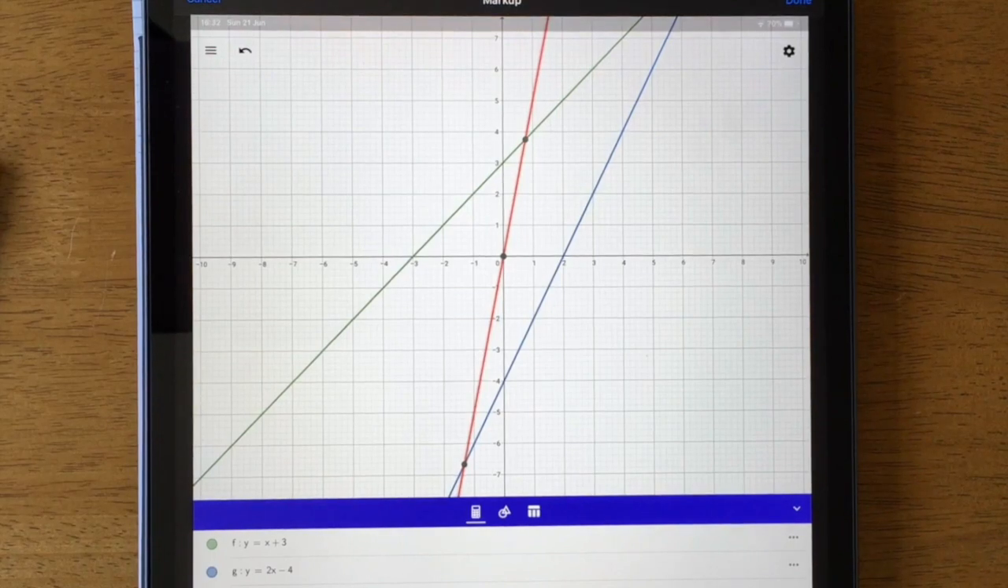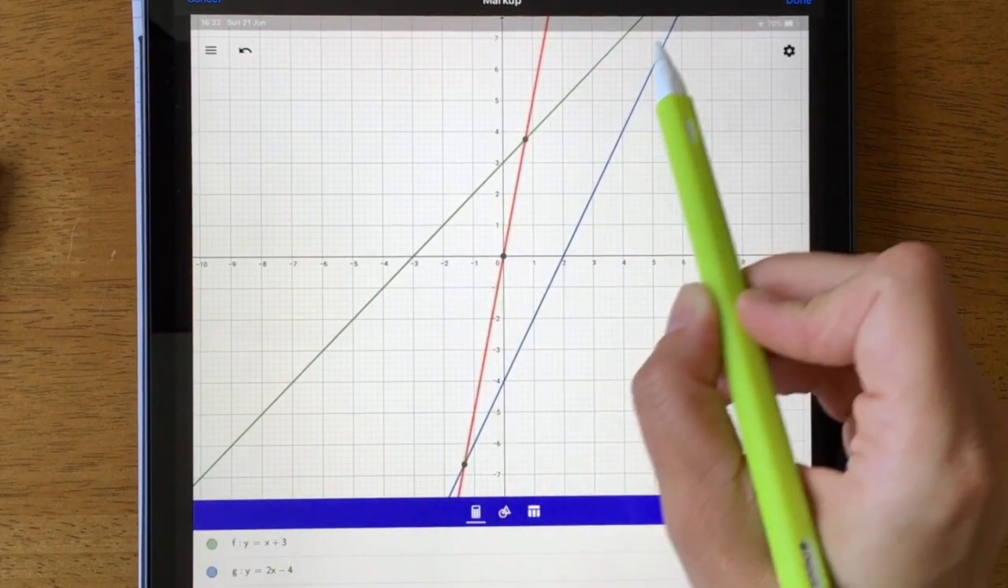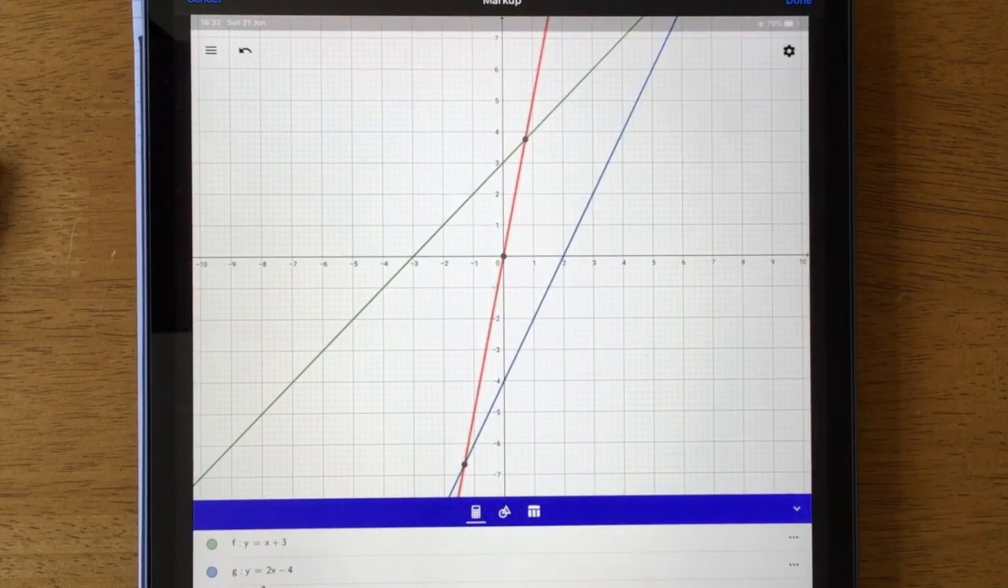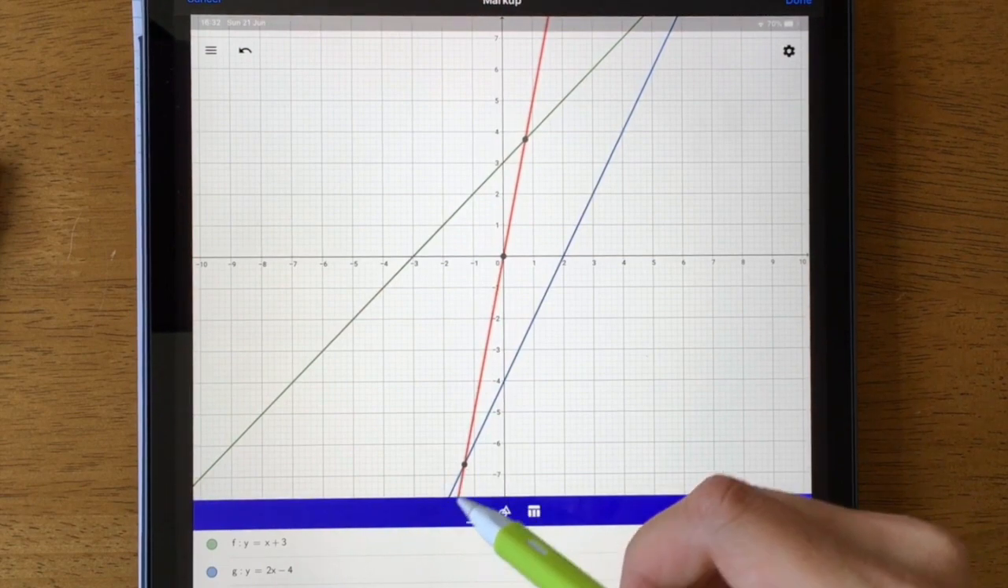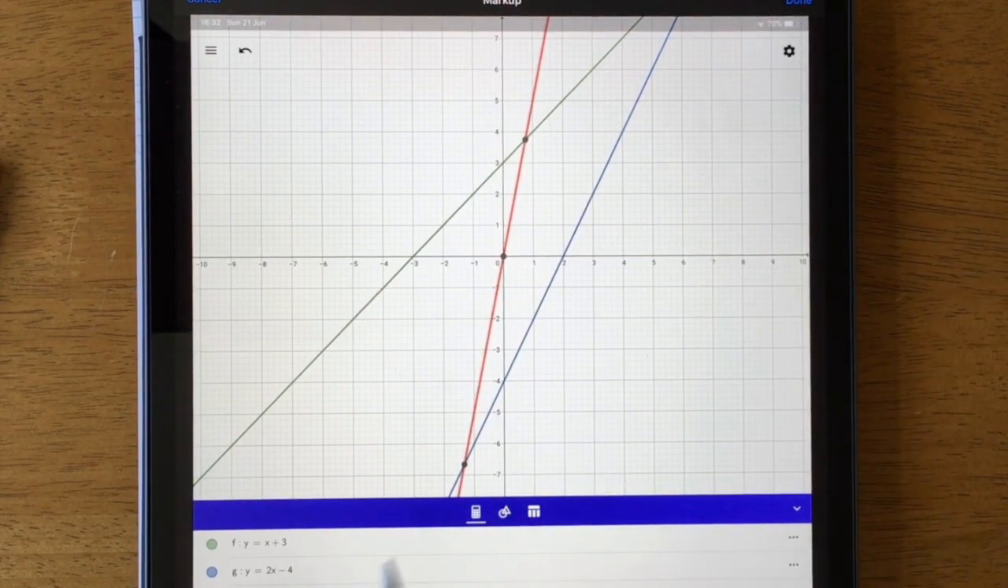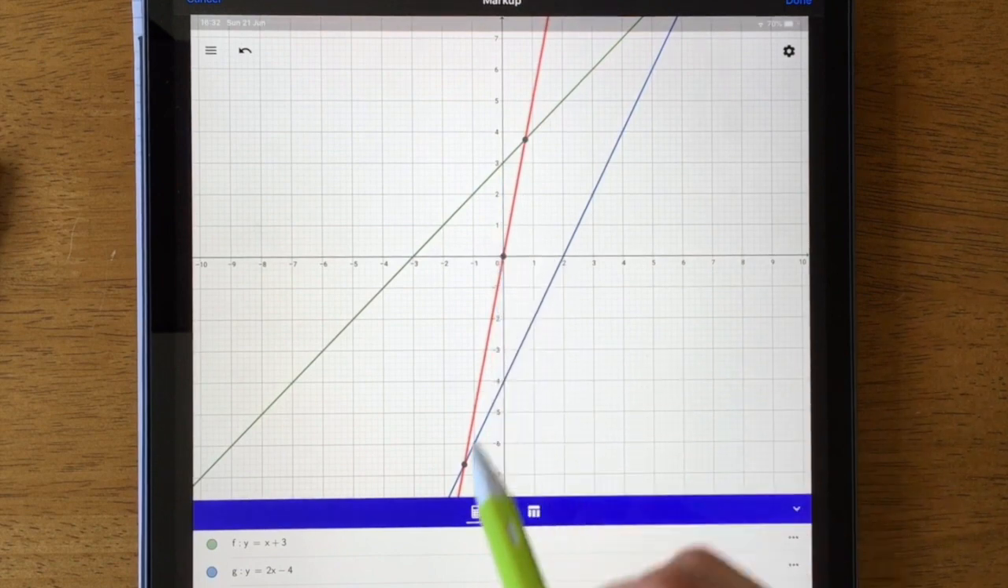Hi everyone. So today we're going to look at the gradient and the y-intercept of the line. I'm on GeoGebra. Well, I've taken a screenshot of it and I've drawn these three different lines. I've got my green line, which is y equals x plus 3. I've got y equals 2x minus 1, which is my blue line. And then my red line is y equals 5x.